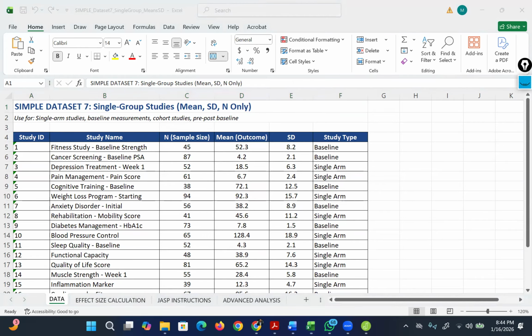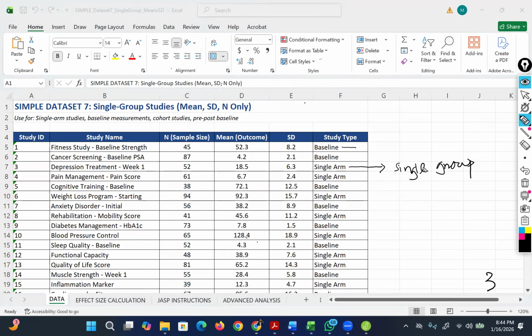Now, there is a difference here: it says baseline single arm, meaning a single group study. Single arm means a single group. Arms means how many groups we are talking about. For instance, there are usually two groups in one study. If it is an RCT study, randomized controlled trial, one is the control and the other one is the treatment group. So in each of these studies there will be a control group and a treatment group.